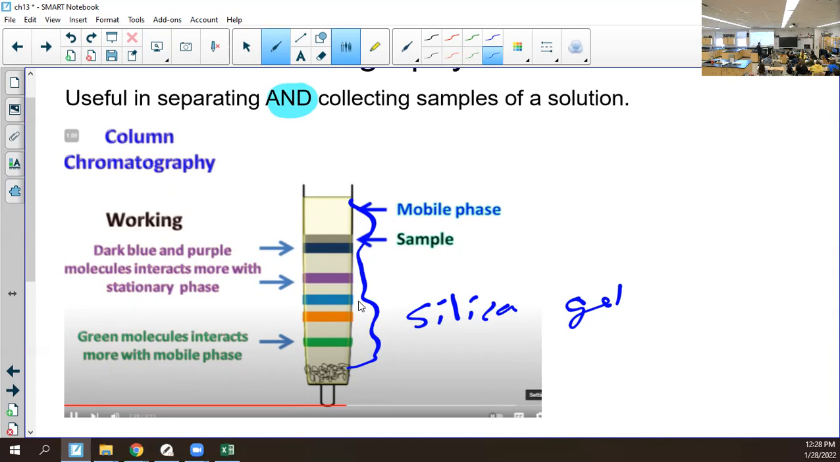But once the green gets to the bottom, I need to tell you something. You open this valve and drain the liquid out. You probably figured that out, but maybe someone didn't. Once you have drained it to where the green layer is, then you move your beaker and you collect the green and you move it out. And then you collect the orange, then the blue, purple, and black.